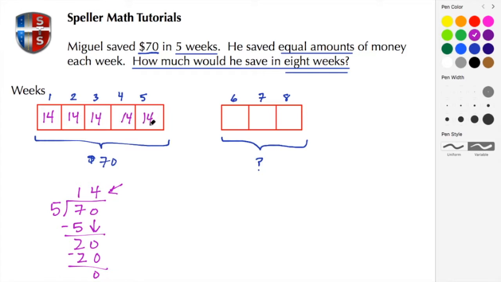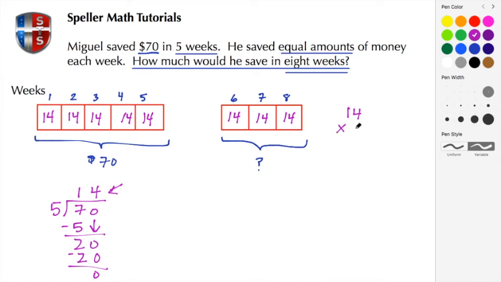So now we visually see what's going on, and we know that he continued that trend for week 6, which is also going to be 14, week 7, which is going to be 14, and finally week 8, which is 14 as well. Now to get that total for week 6, 7, and 8, we just need to add these numbers up, or in this case we can multiply by 3. Let's go ahead and multiply to be a little bit more efficient.